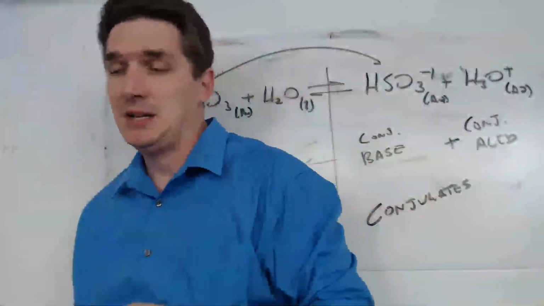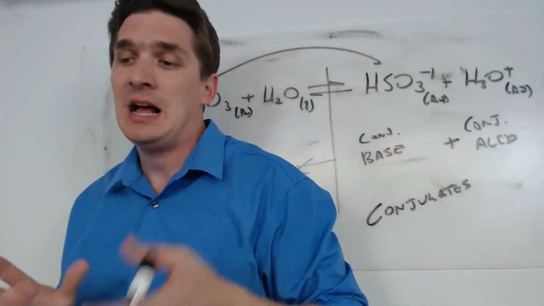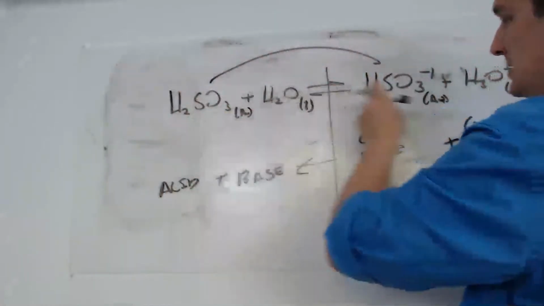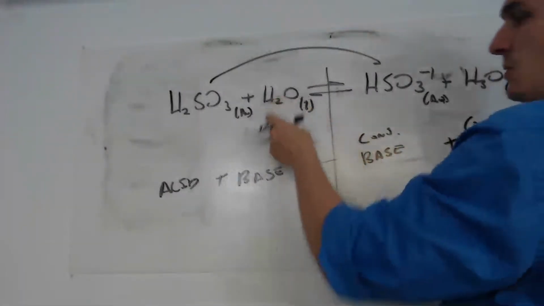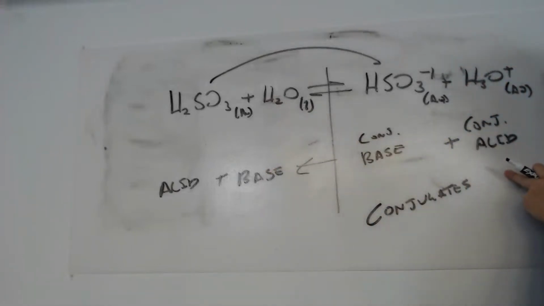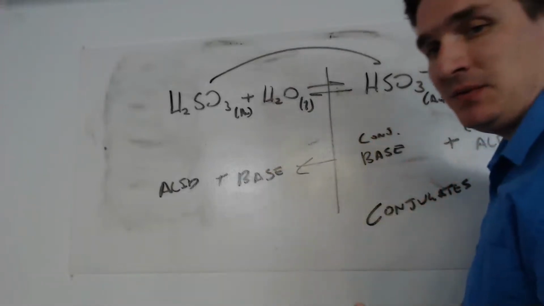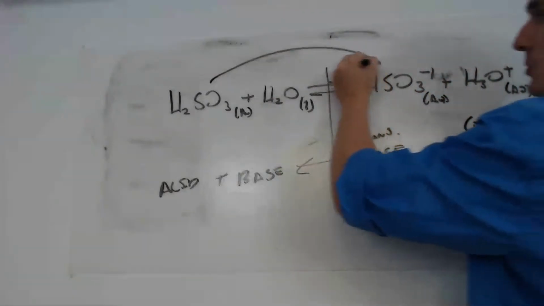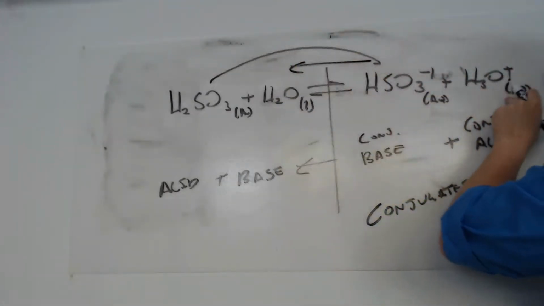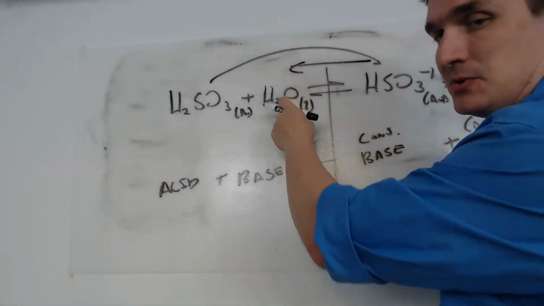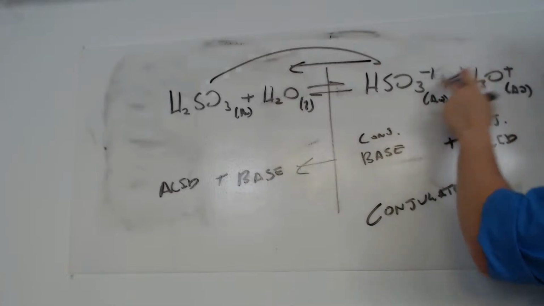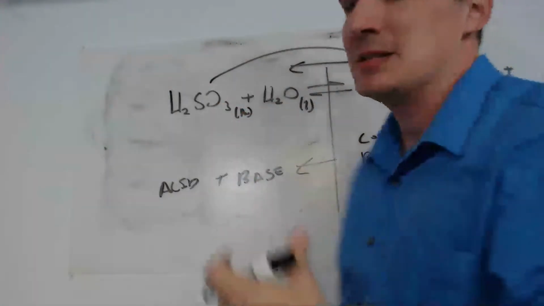So we identify the conjugates. Conjugates are going to be on the right side of the reaction. The conjugate is the opposite of whatever it started as. So since H2SO3 started as an acid, its conjugate is a base. Since water starts as a base, its conjugate is going to be an acid. And we get that definition by looking at how it acts in the reverse direction. Going to the left, H3O plus loses a hydrogen to become H2O, so it acts like an acid. HSO3 minus 1 accepts a hydrogen from the water to give you H2SO3, which makes it a base.